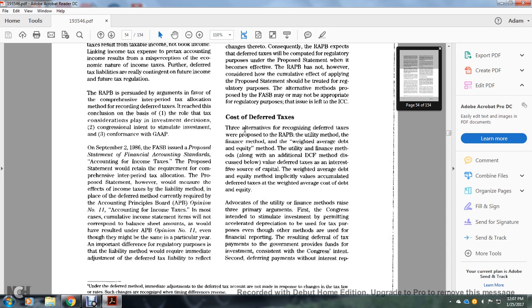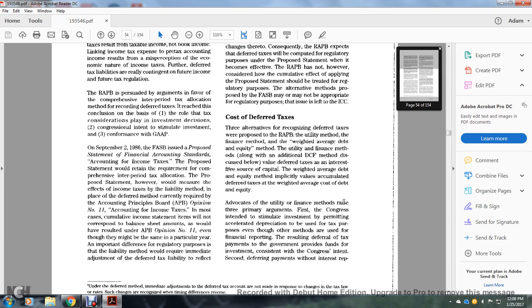Cost of deferred tax. The three alternatives for recognizing deferred taxes proposed to the Railroad Accounting Principles Board are: the utility method, the financial method, the weighted average equity method, and the utility financial method, along with the additional DCF method disclosed below. The value of deferred taxes is an interest-free source of capital. The weighted average debt equity method assumes an implicit value for the company, with accumulated deferred taxes at the weighted average cost of debt and equity.